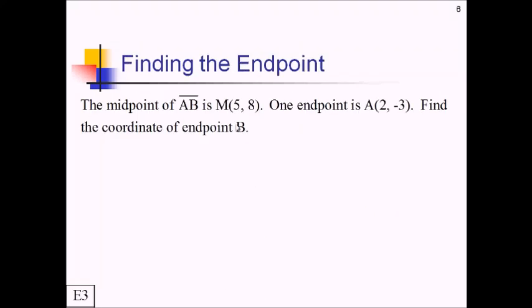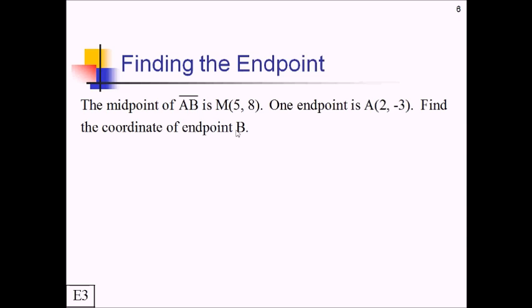For this next problem, we're going to make things a little trickier. Let's say that we are given the midpoint of AB. It's this point here, (5, 8), and they give us one endpoint at (2, -3). They want the other endpoint. So how can we work backwards using the midpoint formula?